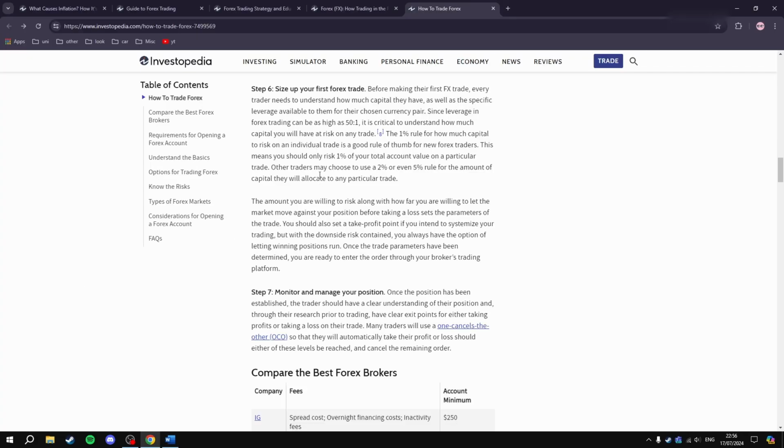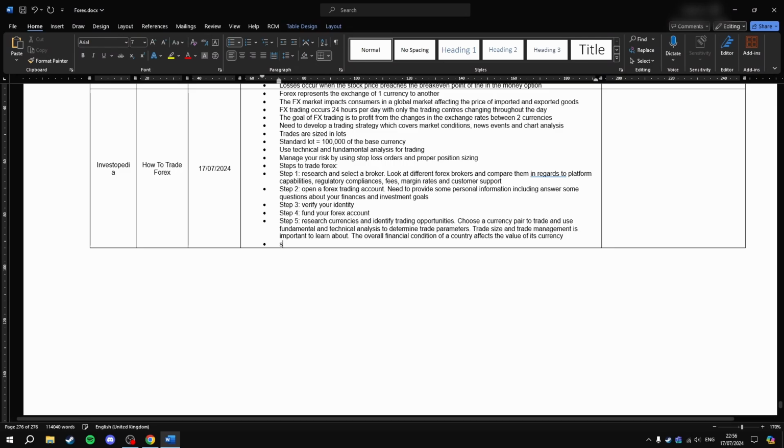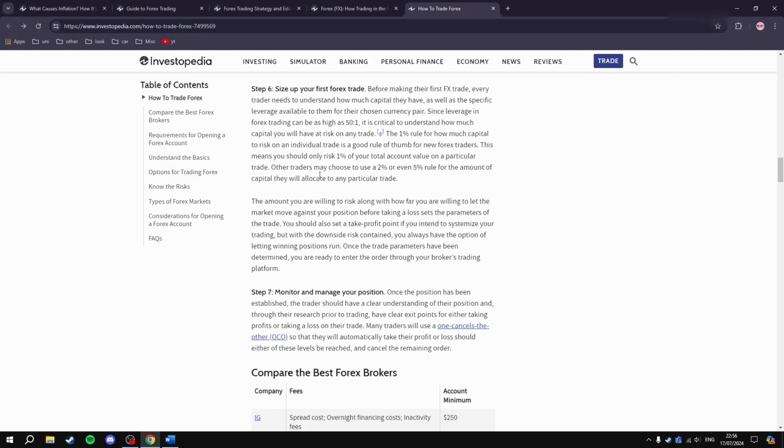Step 6 then, size up your first Forex trade. Before making their first FX trade, every trader needs to understand how much capital they have, as well as the specific leverage available to them for their chosen currency pair. Since leverage in Forex trading can be as high as 50 to 1, it is critical to understand how much capital you will have at risk on any trade.